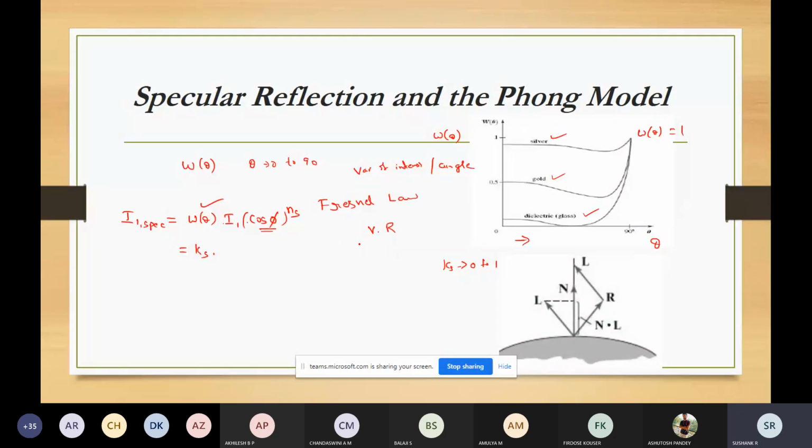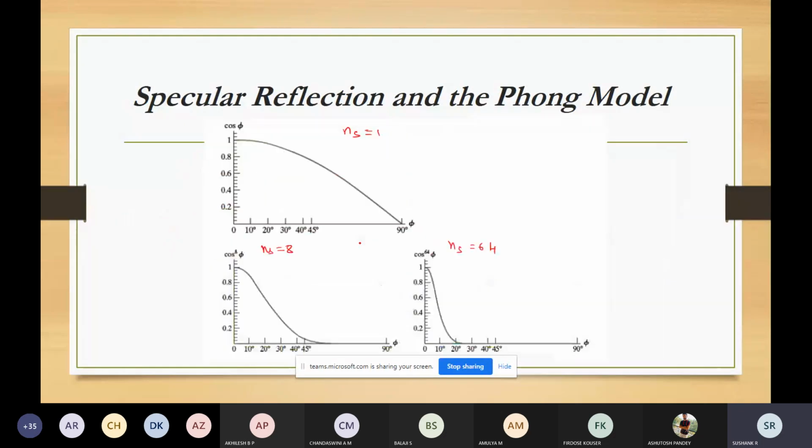And one more point is, if V and L are on the same side of the normal vector, no specular effects will be generated. Or if the light source is behind the surface. So assuming all these properties, you can refine this equation.